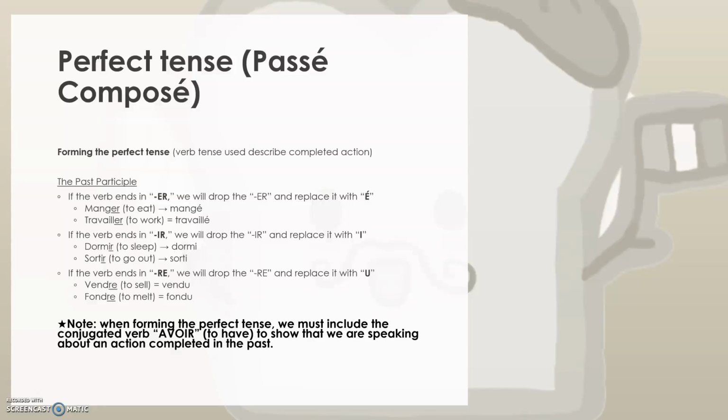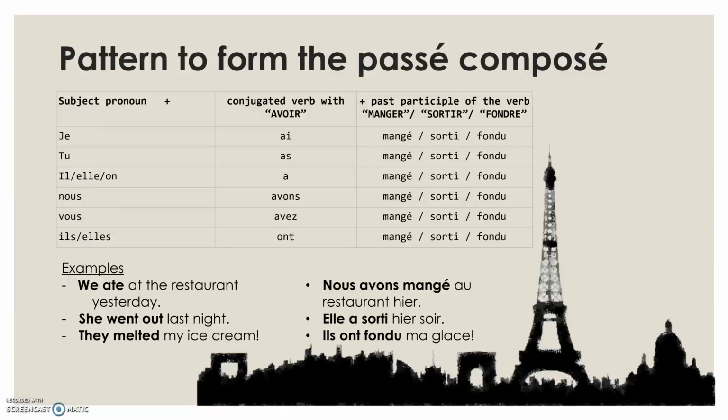Note, when forming the perfect tense, we must include the conjugated verb avoir to show that we are speaking about an action completed in the past. Recall that avoir means to have, so when we include this in the passé composé and change the tense, it means that we had done it. So we need to finish our sentence by saying what we had done.